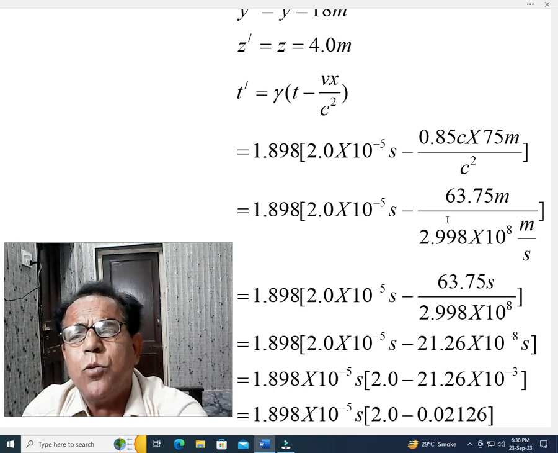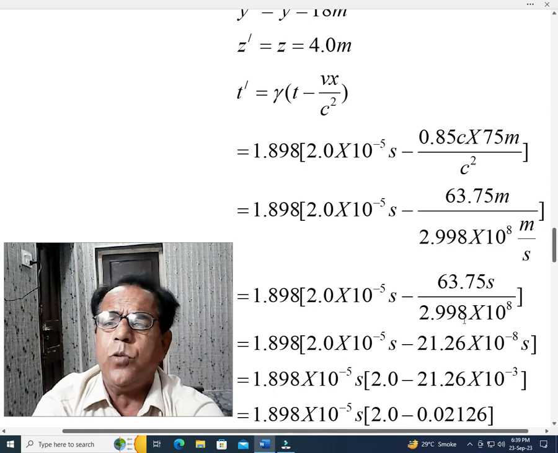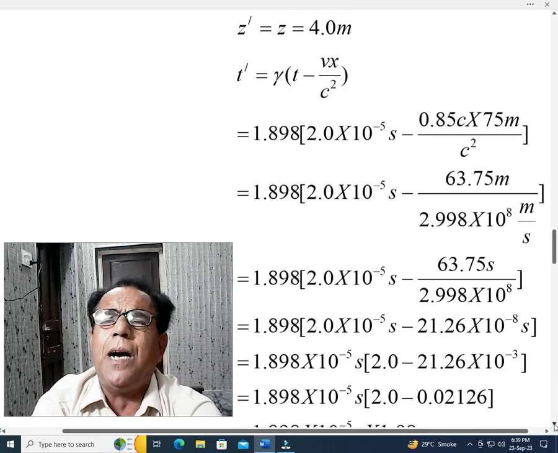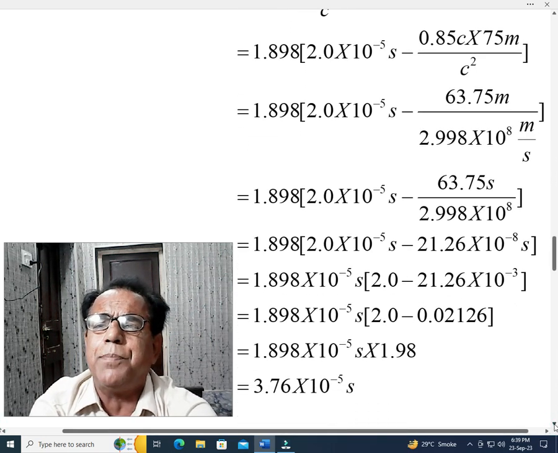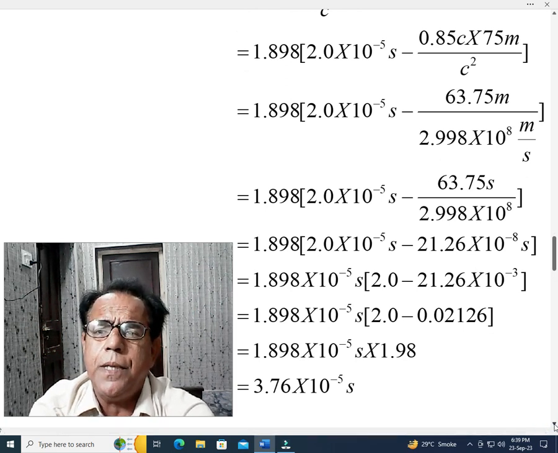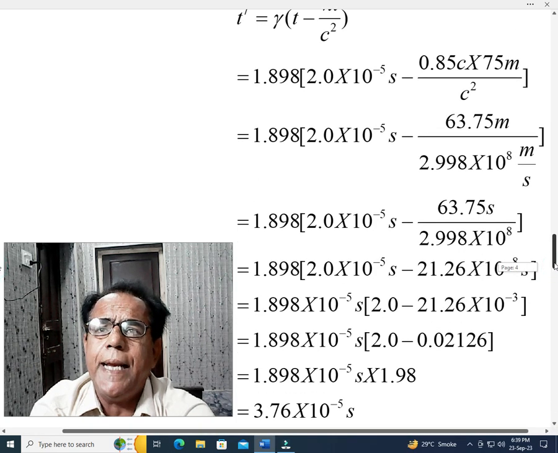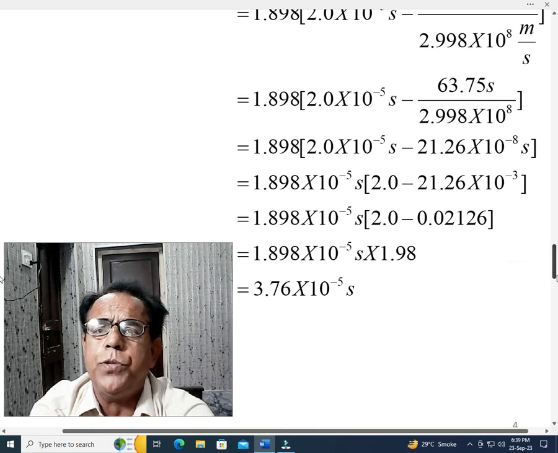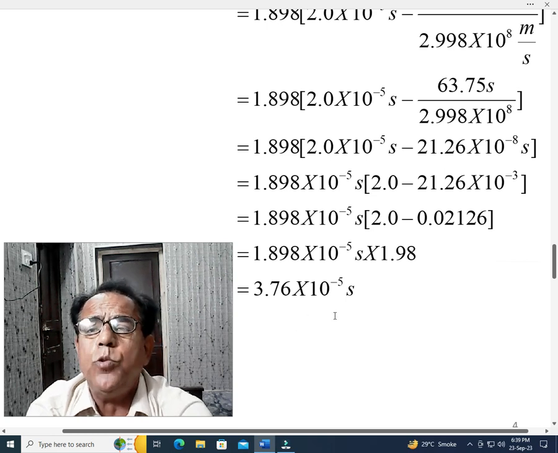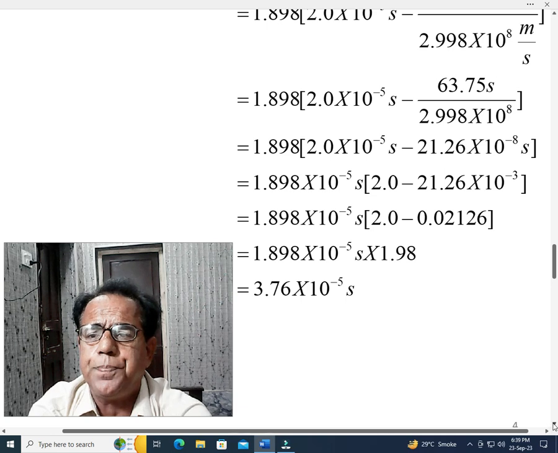C is a physical constant and its value is 2.998 into 10 to the power 8 meter per second. Next simplification. Simplification steps will not be explained. Quite easy. Everything is shown on the screen, and hence T dash finally becomes equal to 3.76 into 10 raised to the power minus 5 second.